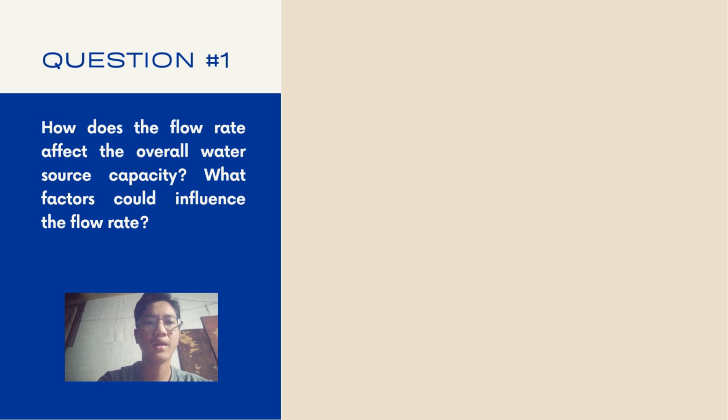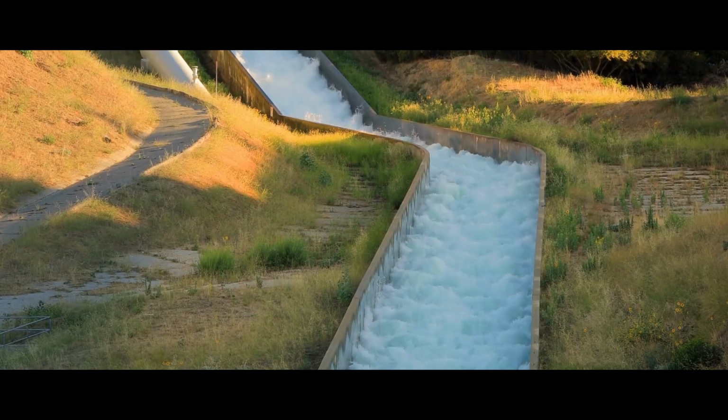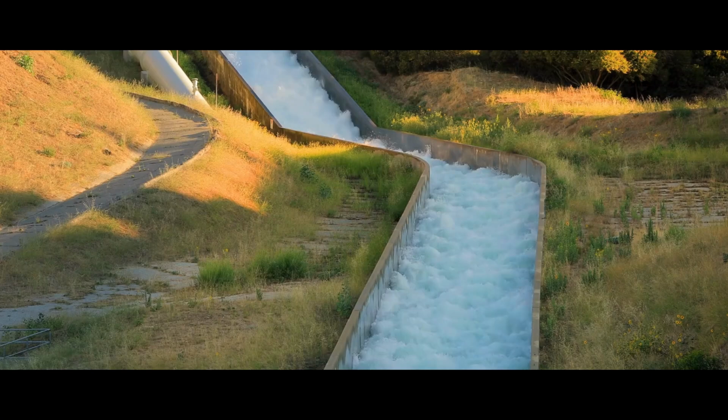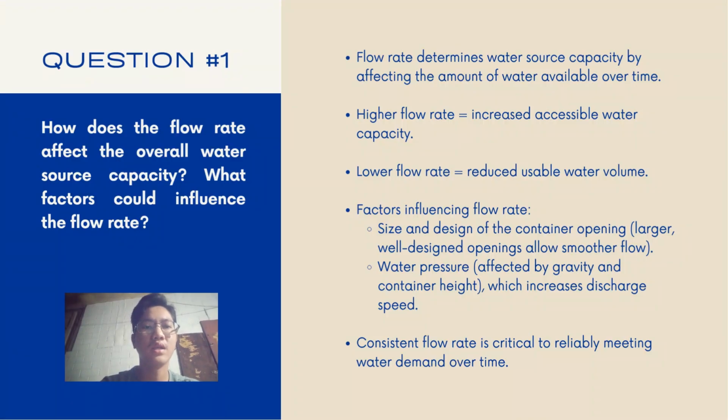So the flow rate plays a crucial role in determining the overall capacity of a water source, as it directly affects the amount of water available over a given time frame. A higher flow rate means more water can be accessed within a set period, effectively increasing the source capacity. Conversely, a lower flow rate reduces the volume of water that can be collected, thereby decreasing the usable capacity.